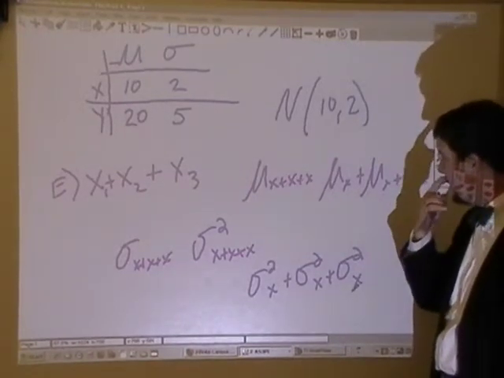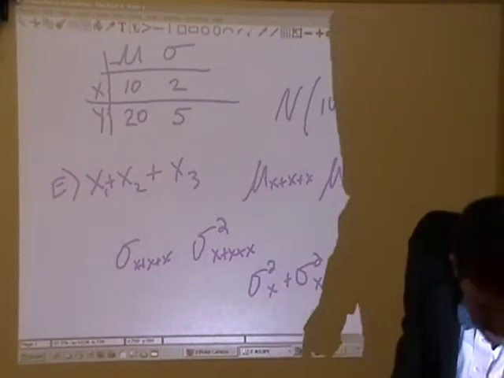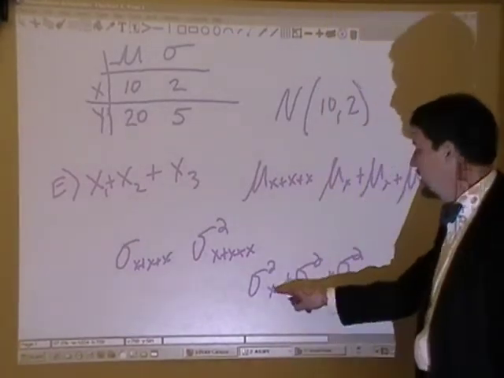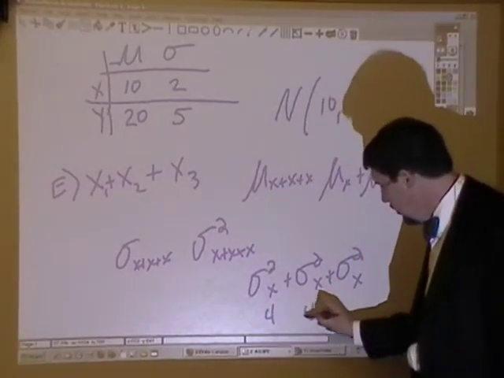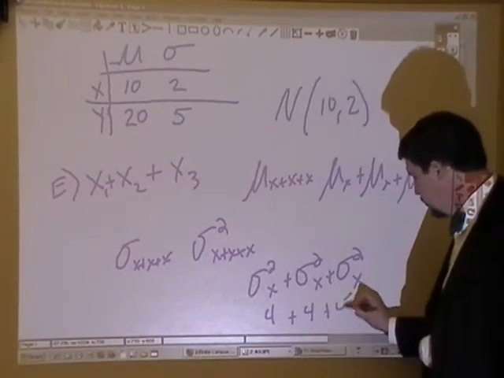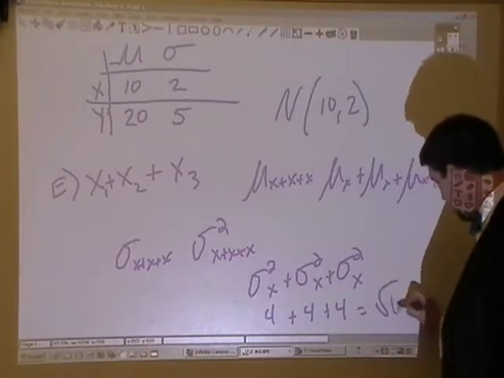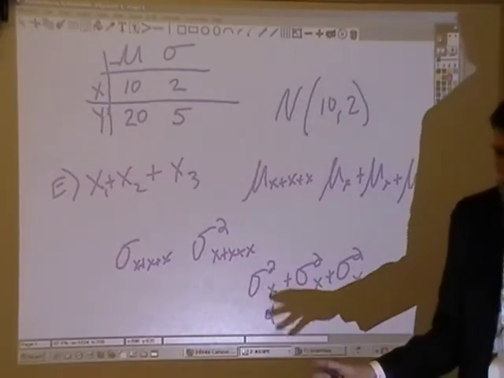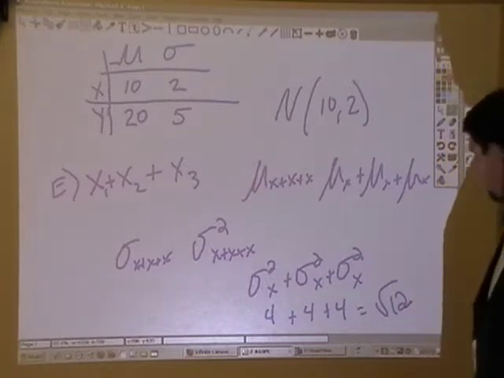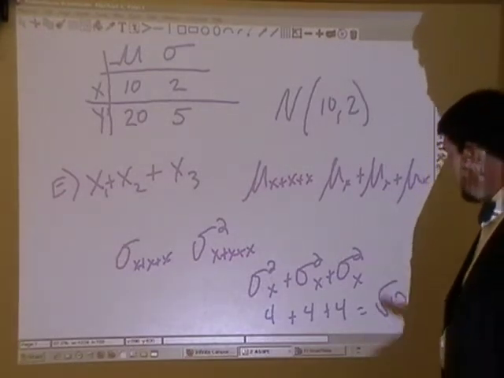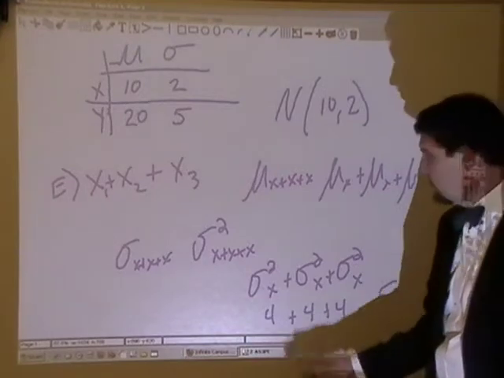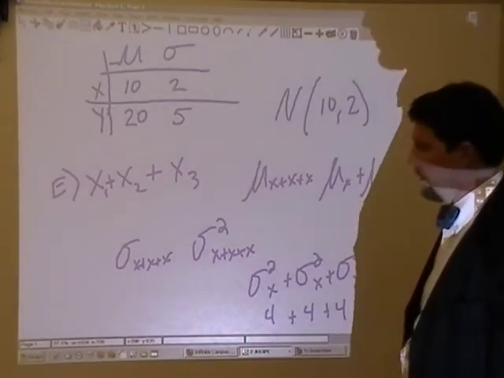So I would take the standard deviation, which is going to be 2 squared for standard deviation, 2 squared for standard deviation, 2 squared, 4. So I'm looking for the square root of 12. The square root of 12 is going to be 2 times the square root of 3, because the square root of 4 times the square root of 3. 2 times the square root of 3, and that would be your answer right there.